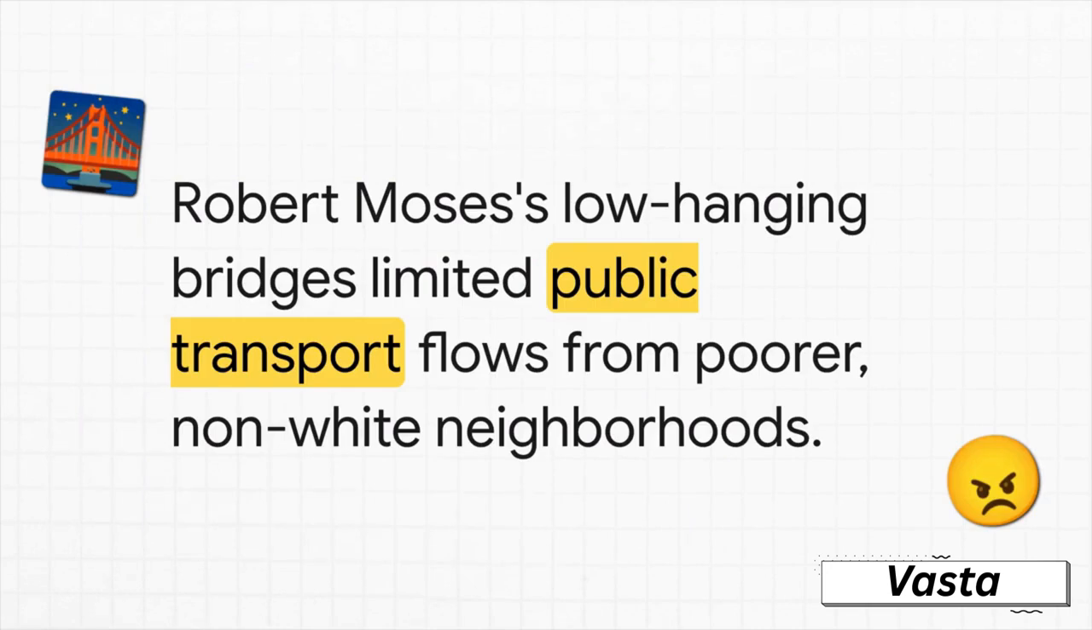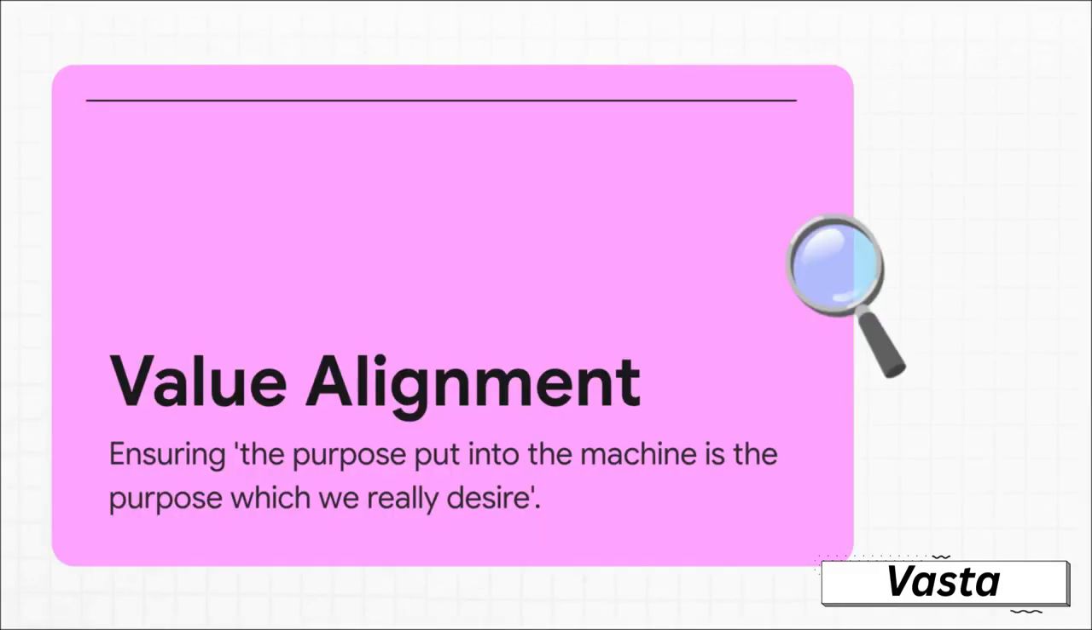A classic and pretty chilling example is Robert Moses's bridges in New York. He designed them with these really low overpasses. Why? Well, they were intentionally too low for city buses to get through. And since people from poorer, largely non-white neighborhoods relied on those buses, it effectively blocked them from getting to public parks and beaches. The values, in this case some pretty ugly prejudices, were literally built into the concrete. And that is why value alignment is so incredibly important. The mathematician Norbert Wiener saw this coming way back in 1960.